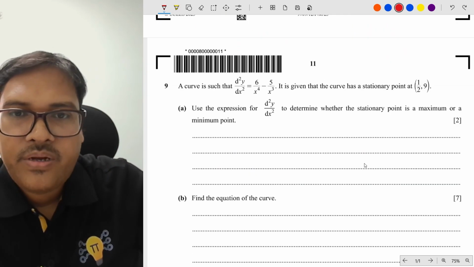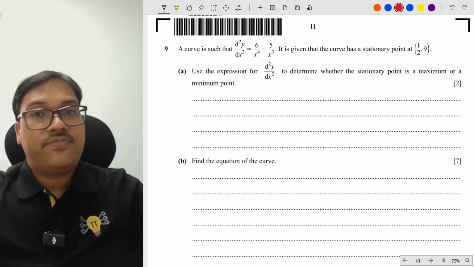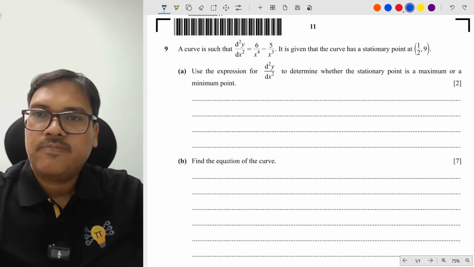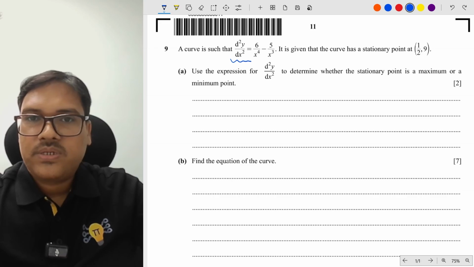Okay, now the next question is on differential equations. You can see the question. The curve is defined by this equation.